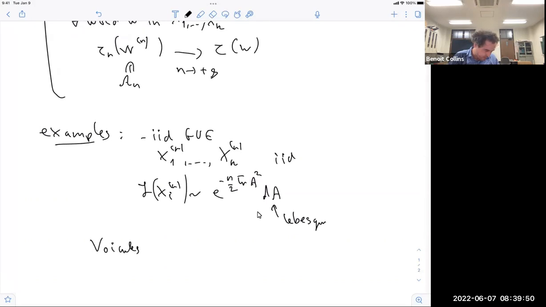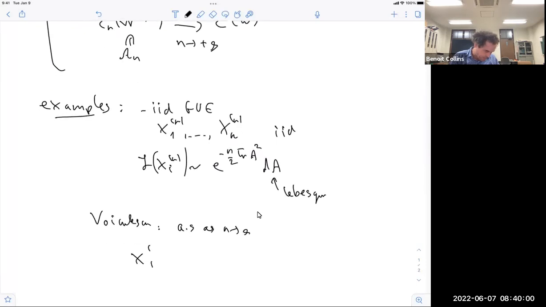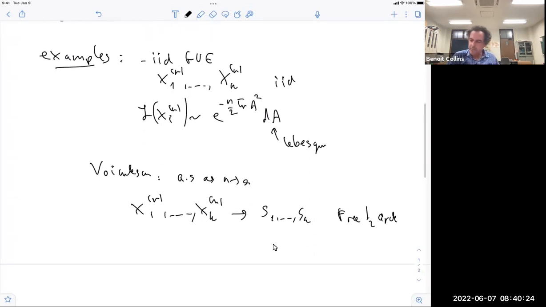And then what Voiculescu proved, as I said orally, is that X1^n through Xk^n converges almost surely, as n goes to infinity, to S1 through Sk, which are free semicircular elements. I assume that I don't have to define this. If needs be, let me know though.